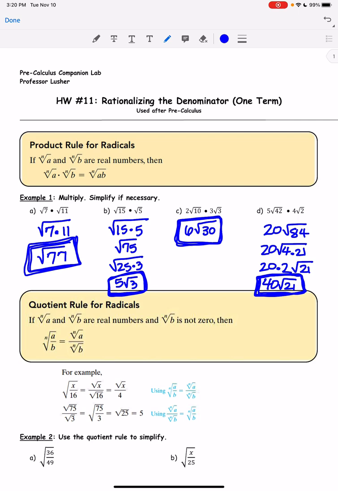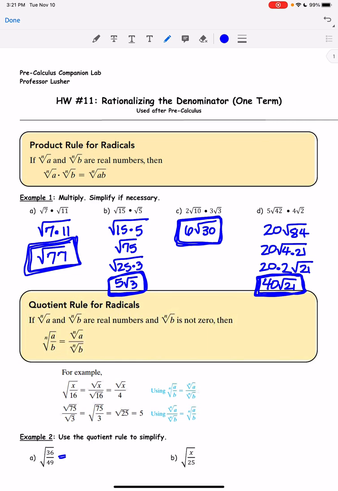A lot of times that's the way we do use it, but you can see here it does work the other way too. So you have the square root of 75 over the square root of 3. Well, we can look at that and say, I know 3 divides into 75. So they put that square root together. So they have the square root of 75 over 3. 75 divided by 3 is 25. So the square root of 25 is 5. More times than not, we're going to be using it the first way, but it does work both ways. So example 2, use the quotient rule to simplify.